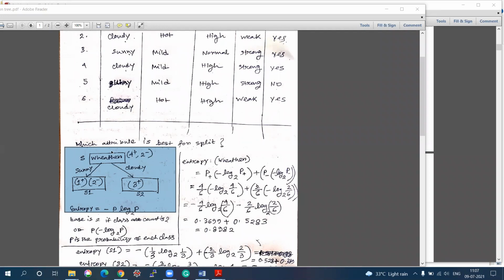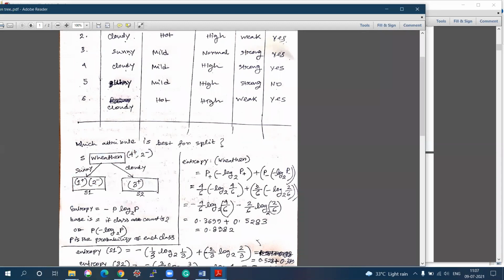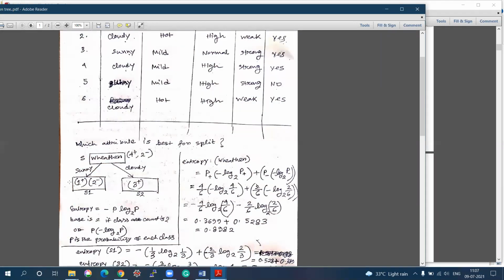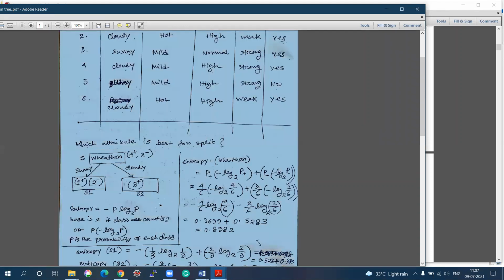here, the splitting of weather is happening, like we are making the S1 split and the S2 split. So from S, namely suppose from S we are getting S1 as well as S2. So for all these things we have to calculate the entropy.